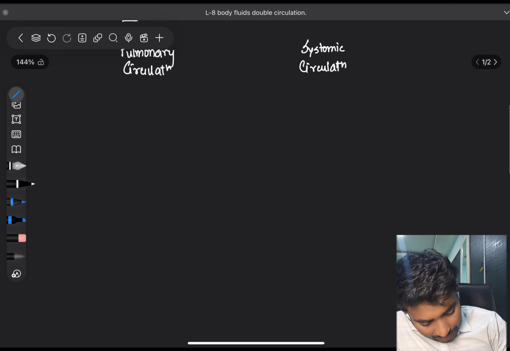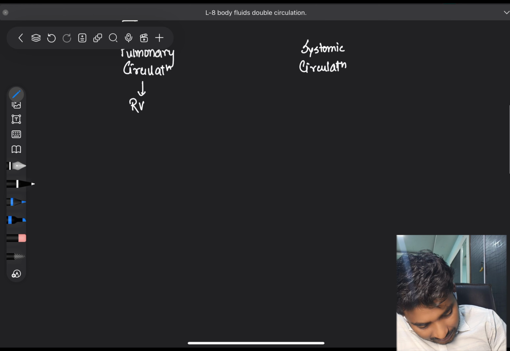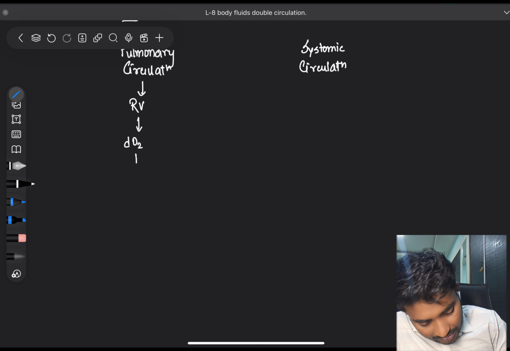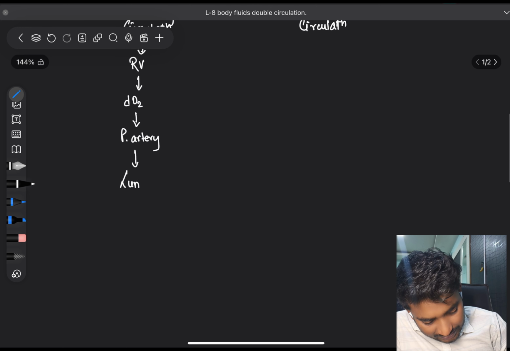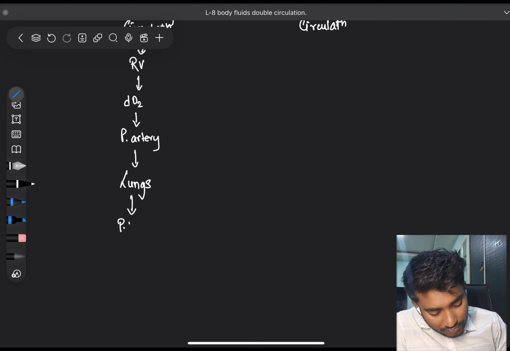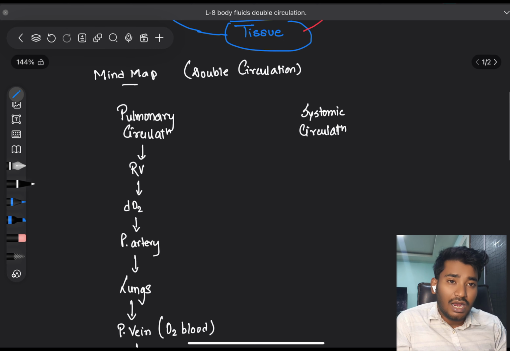Now in the pulmonary circulation, the blood comes from the right ventricle. It is the deoxygenated blood. Then the pulmonary artery carries it to the lungs. The lungs purify the blood and send it through the pulmonary vein. The pulmonary vein carries O2 blood, and it is dumped into the left atrium.